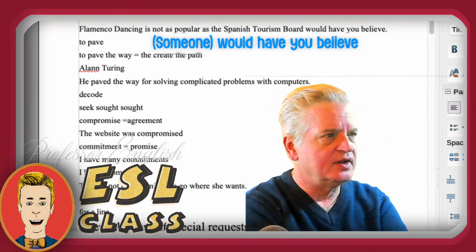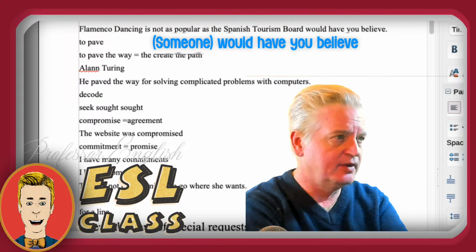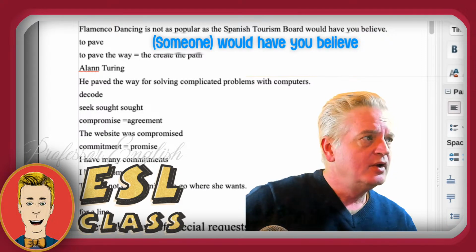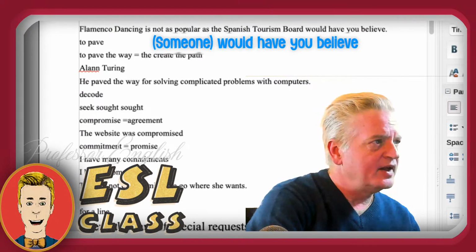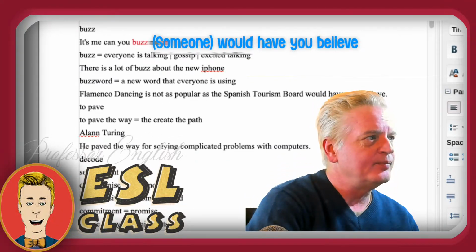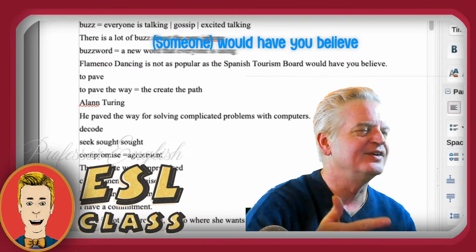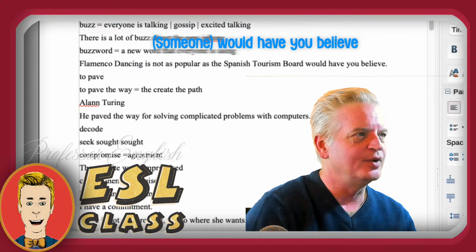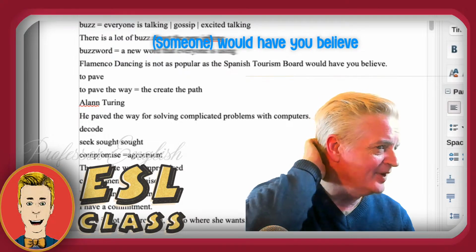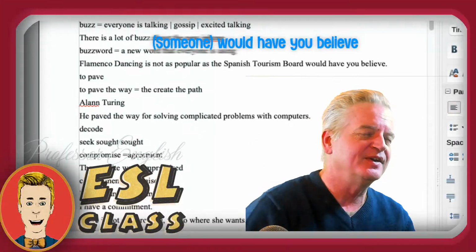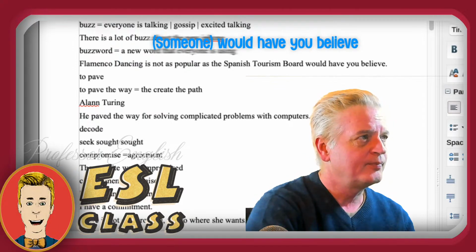What that means is that's what they want you to think. This is the idea that they want in your head. And the example that I gave in the class, because this was a Spanish person, flamenco dancing is not as popular as the Spanish tourism board would have you believe. Meaning the tourism board wants you to believe that, but it's not really that true.